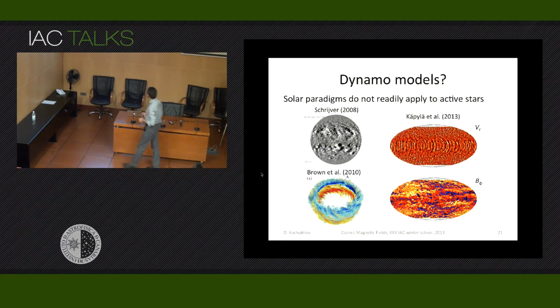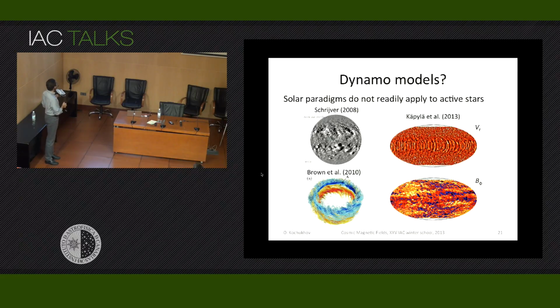Okay, so what about theory? Can we say anything about what all these observations are telling us, and are there theories that are able to explain observations or to connect observations with basic properties of the stellar interior? And well, not really, I would say. There are good attempts, good tries, but we are very, very far from having anything simulated that resembles these real Zeeman Doppler imaging maps. So this is kind of an overview of what is happening on the theoretical front, so to speak.